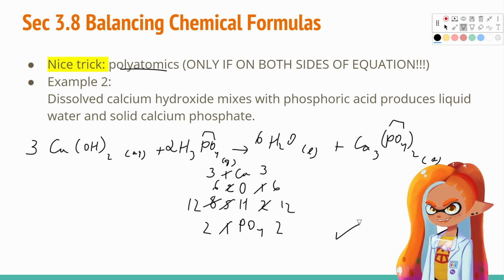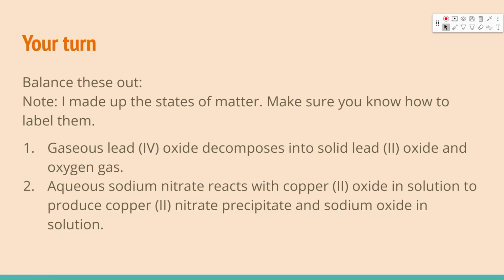These are all balanced. So like I said, if you have a polyatomic on both sides, you can keep it together for the counting. You don't have to, though. It's just a nice trick to do to save time if it makes sense to you. If it doesn't make sense, do all the elements separately then. All right, the last thing to do is balance these. I made up these states of matter, so just for clarification, because the reactions written as they are not going to necessarily produce those states of matter. So just make sure to label it for the purpose of just this practice. So go ahead and practice these problems.